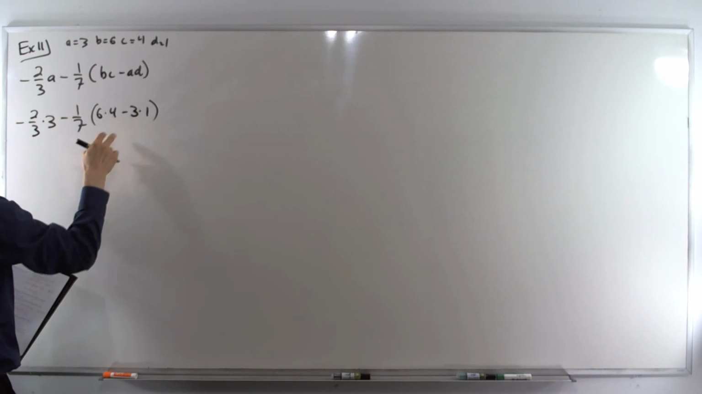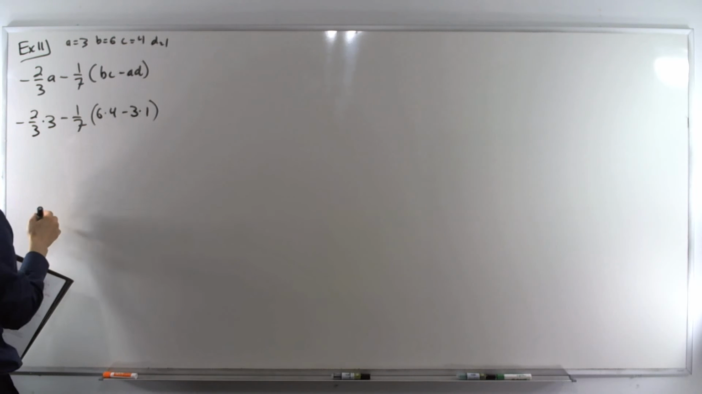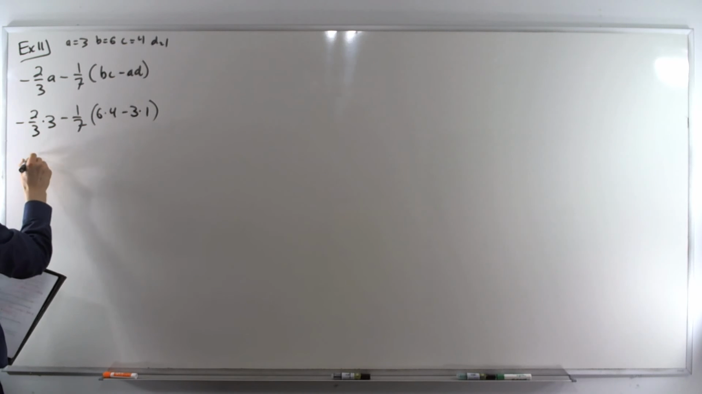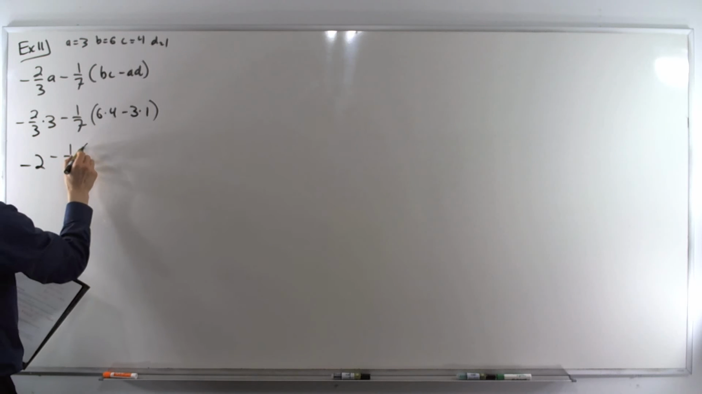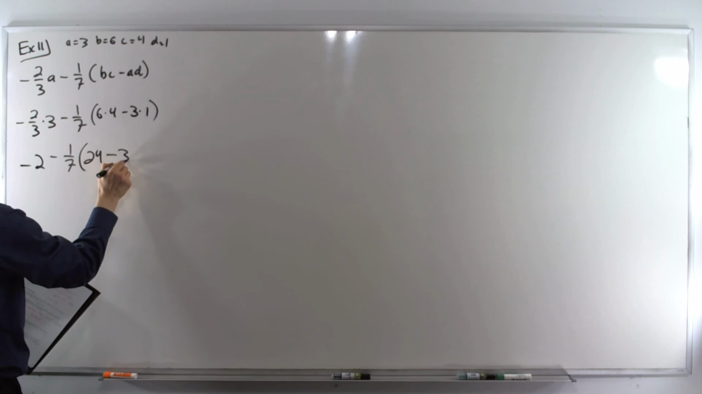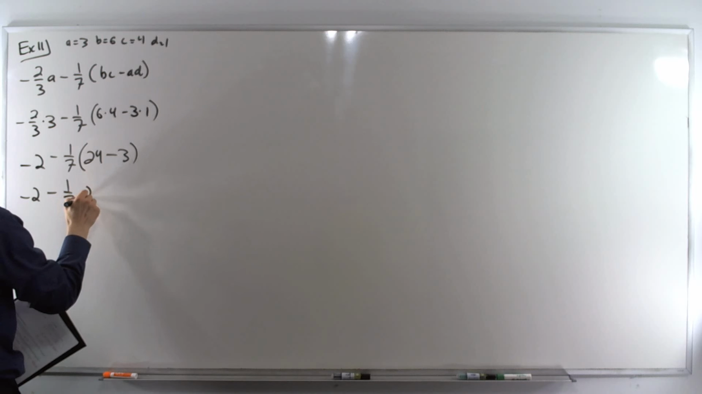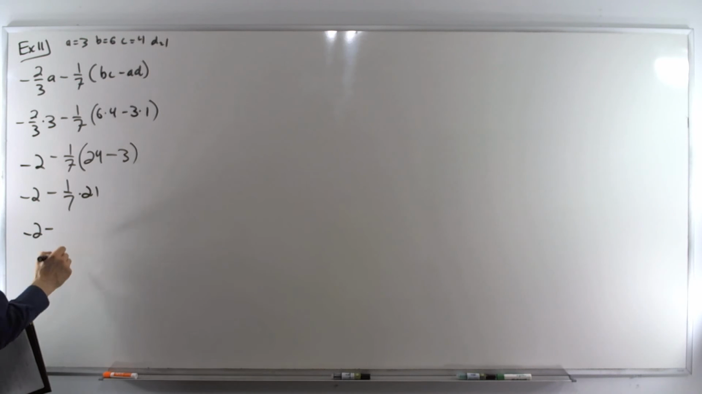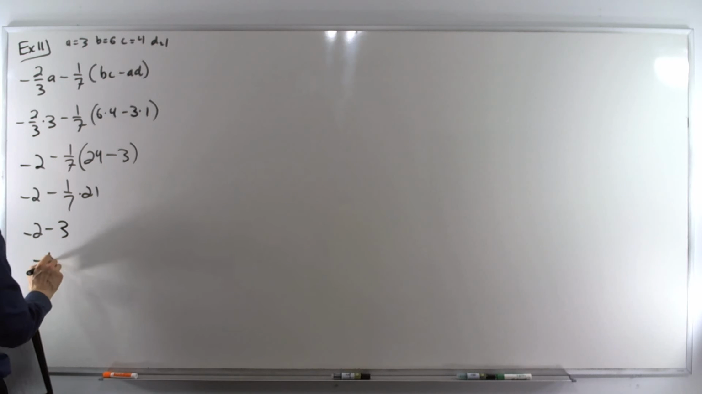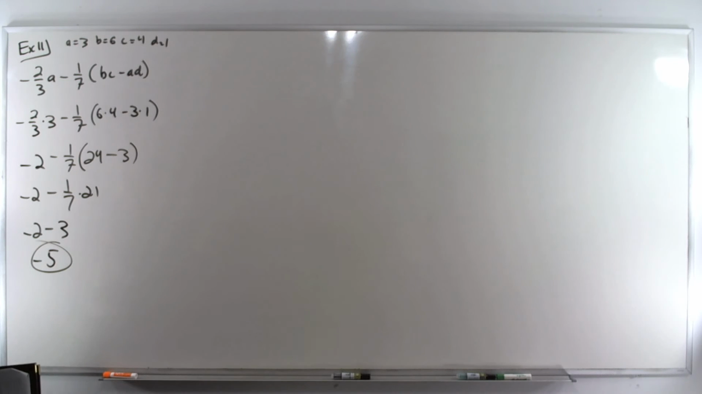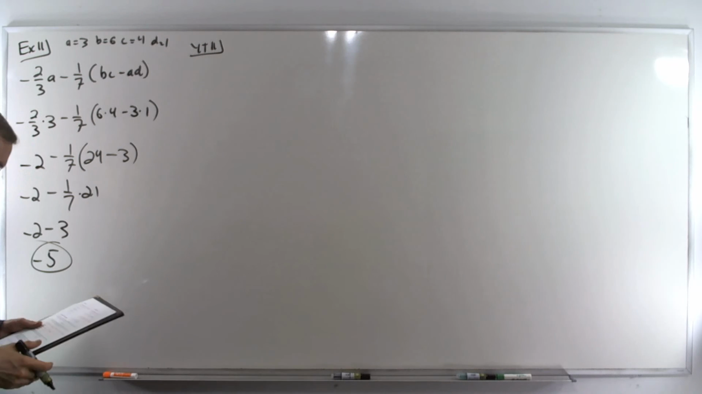All right, we'll do the parentheses first. Well, we're separated by subtraction, so I can go ahead and simplify over here. The 3's cancel, giving us -2 here. Now we'll do 1/7 times 24 minus 3. Finishing off the parentheses, that gives us 21. 21 divided by 7 is 3, so that's -2 minus 3, or -5.